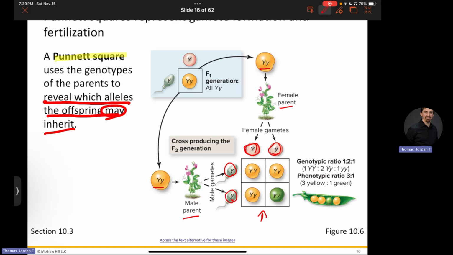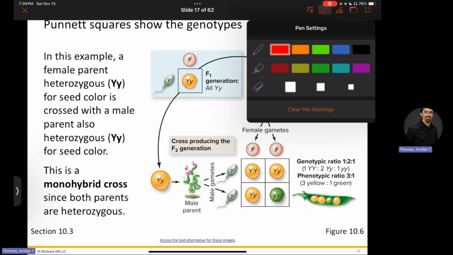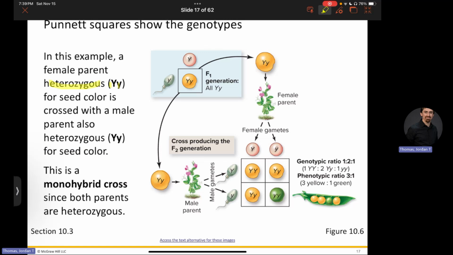This right here is our Punnett square. It's going to have a 2 by 2 little square. So on the outside, we put the different alleles each parent is offering. So mom is given a big Y and a little y, and dad is doing the same, given a big Y, little y. Punnett squares show the genotypes. In the example, a female heterozygous, which is a big Y, little y, for seed color, is crossed with a male parent, also heterozygous, big Y, little y. This is called a monohybrid cross, since both parents are heterozygous.